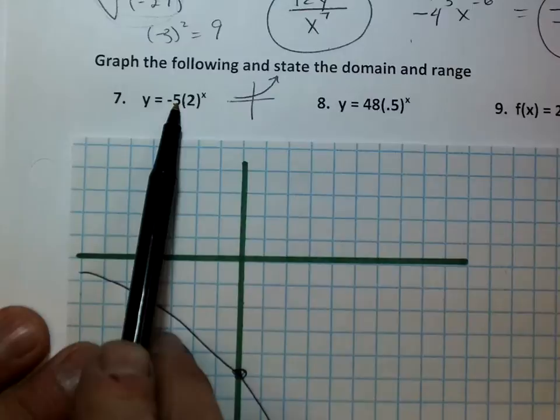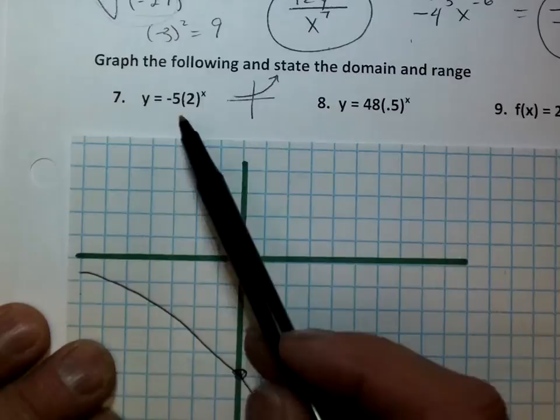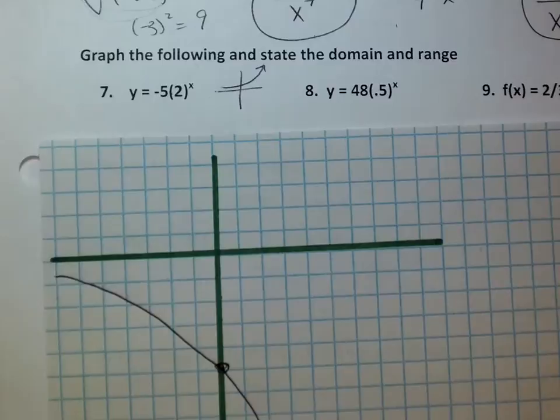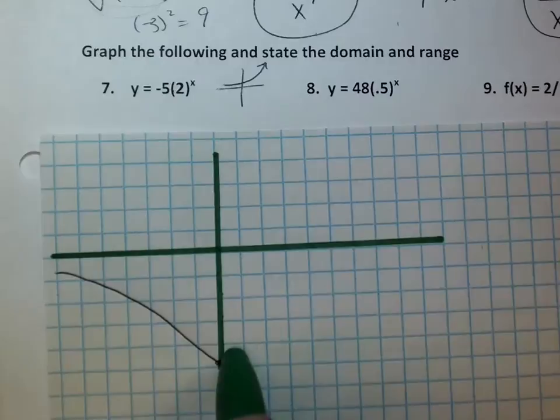Okay? The 2 makes it double each time. So what happens is it's going to get twice as big. So then it's going to go from negative 5, negative 10, negative 20, negative 40, negative 80. And of course, those numbers we're not going to see on the graph, right? So this is just a rough graph. I just need you to show me that you know where it starts, the shape, and which direction it goes.